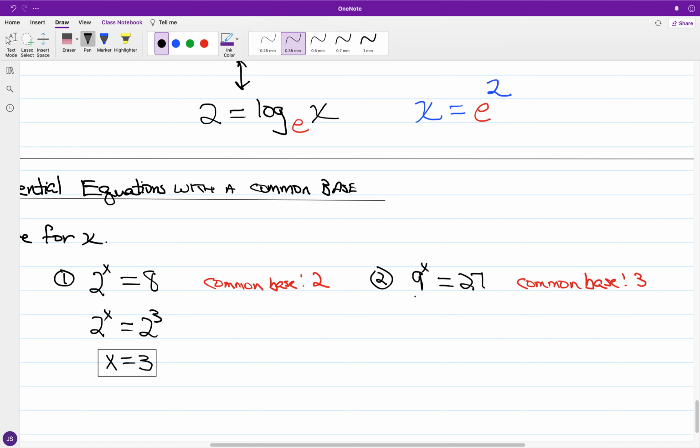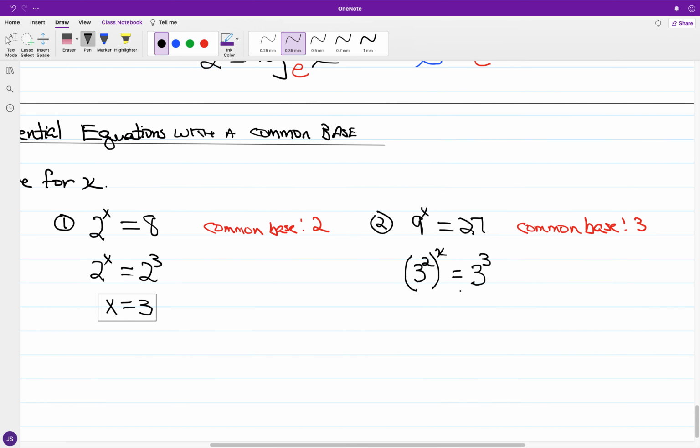For 9 to the x, 9 is going to be 3 to the second, so 9 to the x is 3 squared to the x. And for 27, 27 is going to be 3 raised to the third power. So we have both of these expressions in terms of base 3. Now for 3 squared to the x, I can take the power property, so I've got 3 to the 2 to the x. That's going to be 3 raised to the 2 times x.